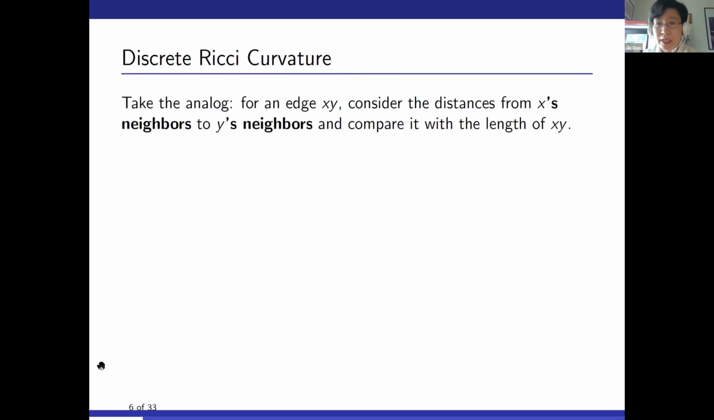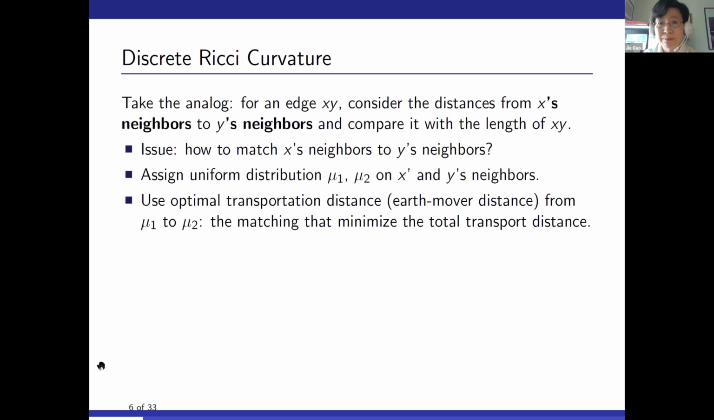Now, one of the difficulties here is, unlike the geometric setting, we don't have the correspondence of the tangent vectors. For a graph, all the neighbors, we don't have an ordering, we don't have a natural correspondence. So the intuition is to define a distribution on X's neighbors and Y's neighbors, and then look for the optimal transport distance that tries to move the distribution from X's neighborhood to Y's neighborhood. And the optimal transport distance looks for the plan that minimizes the total transport distance and uses that in an average sense to compare with the distance between X and Y.